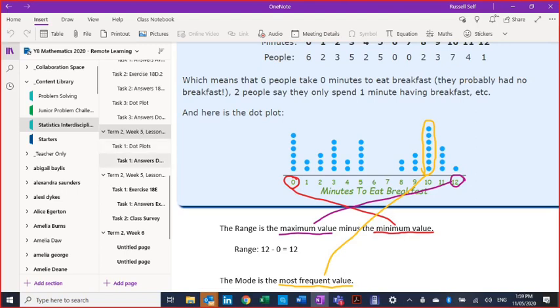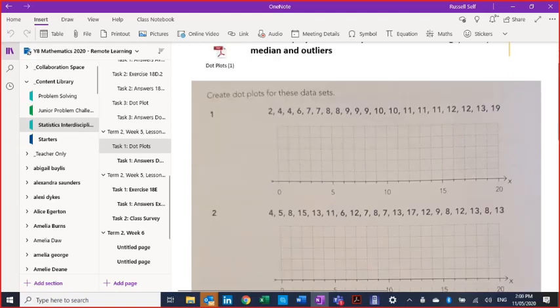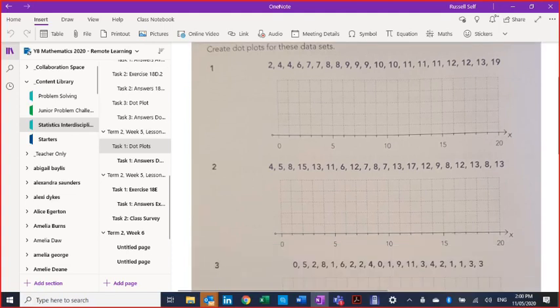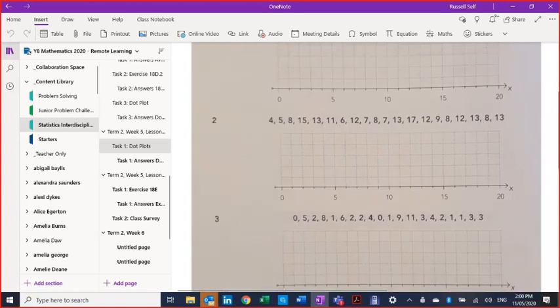Okay, so let's look at the task. It's just task 1 here, the dot plots. Create dot plots for these data sets. So they just give you a set of numbers. Now notice the first one, they put them nicely in order, but what about the second one? They're not in order, are they? So let's look at the second one, and we're just going to get you started with it.